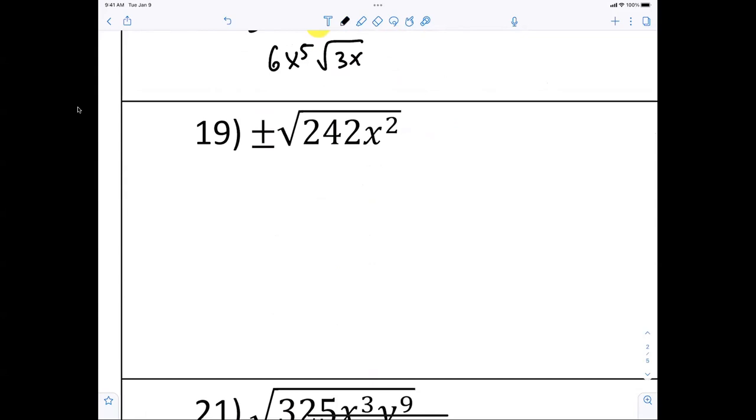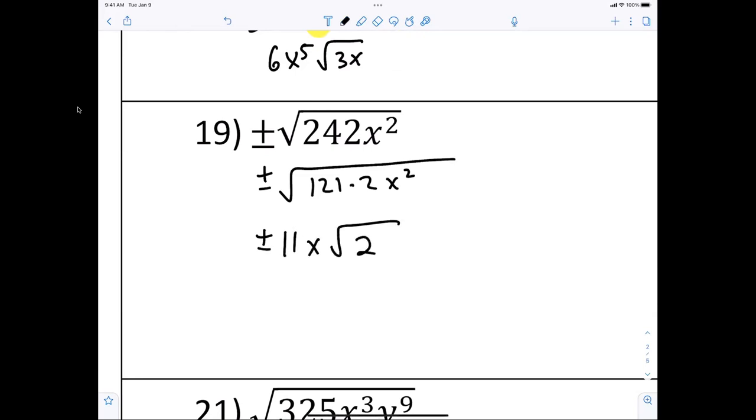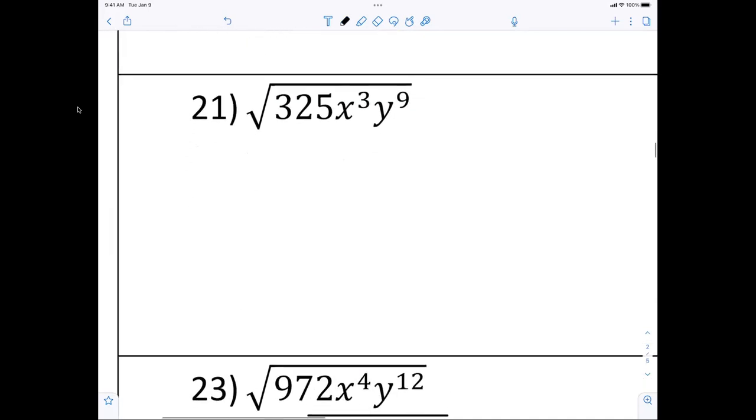Maya. 121. Yes. Plus or minus, and then that's 121 times 2x squared. So now what? 11 and x, and then the 2. Don't forget plus or minus. Oh, yeah. Ashley, here we go.